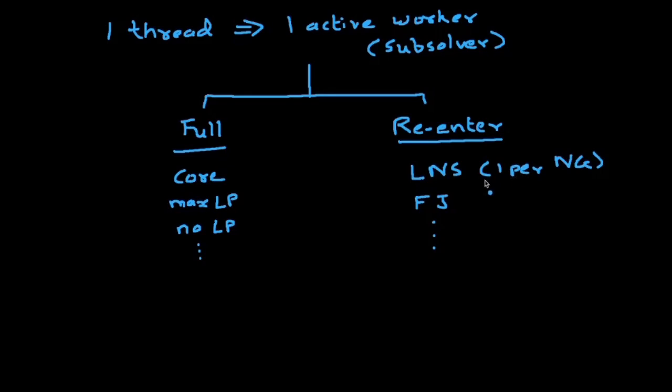There are many subsolvers inside the LNS category, one per neighborhood generator. We will take a look at the different neighborhood generators later in this video. Feasibility jump will also fall inside this kind of re-entering type of subsolvers. How this works is that there is a scheduling process for all of these re-entering subsolvers. Let's say one LNS is scheduled, then it will start by generating its neighborhood, solve the subproblem, and then give back the control. Then the solver will decide which subsolver to schedule next.